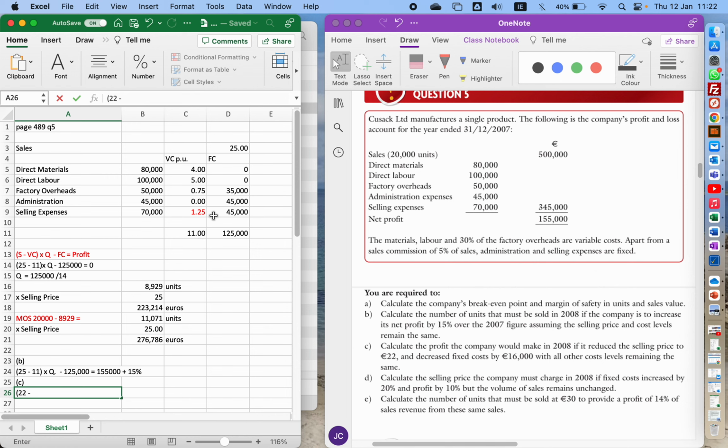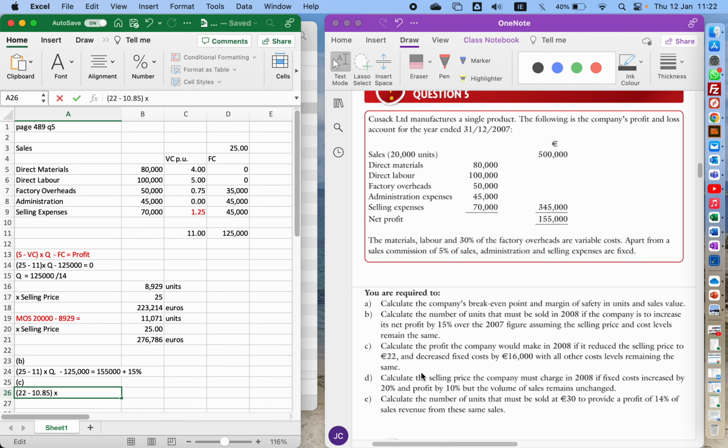So I'll just go through it again. 25 euro for the current selling price times 5% is 1.25. So if it becomes 22, then this selling expense is going to be 1.1, so it's going to be 0.15 less, which means the total is going to be 0.15 less. So we'll have 10.85 goes into that times Q. I'm going back and I'll have to read the question again.